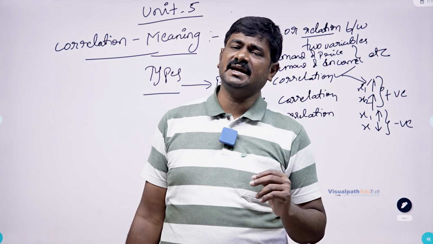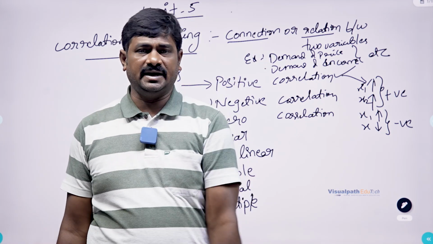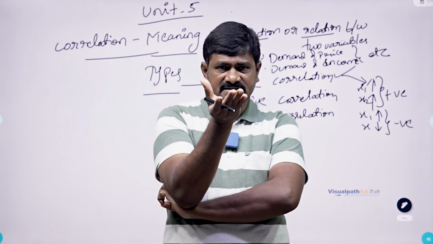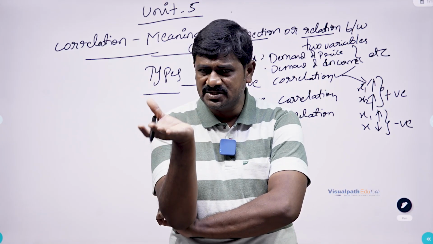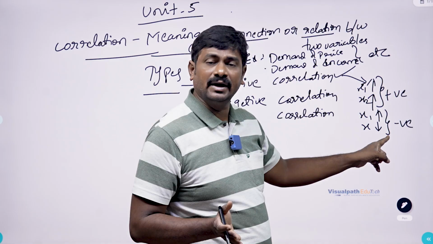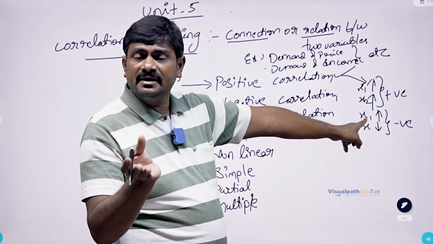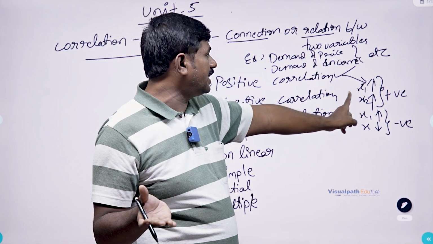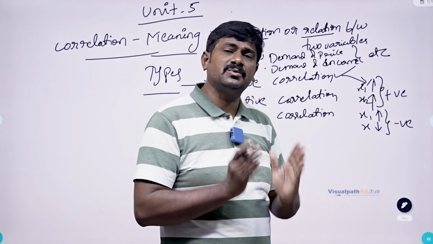How can we measure this negative relationship? For example, if we take demand and price, according to the law of demand, if price increases, the demand for the product is going to decrease. If price decreases, the demand for the product is going to increase. So both are in reverse direction. That is nothing but negative correlation. Both are in opposite directions, inversely proportional to each other. In positive correlation, both variables are directly proportional to each other.